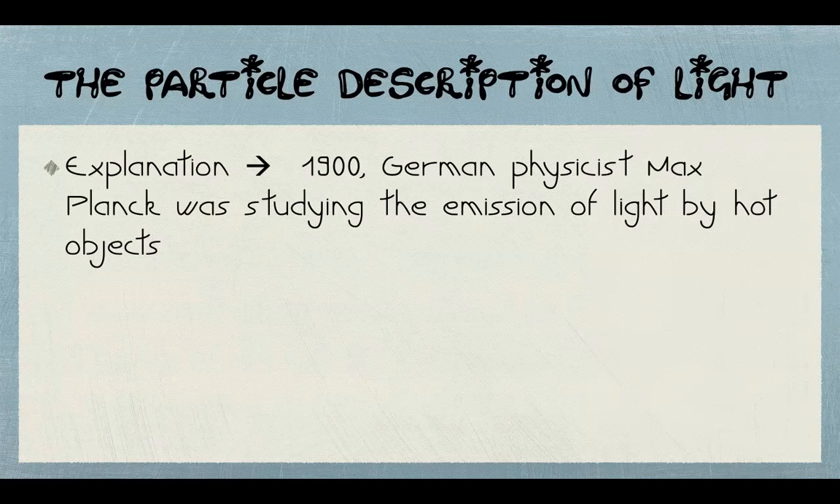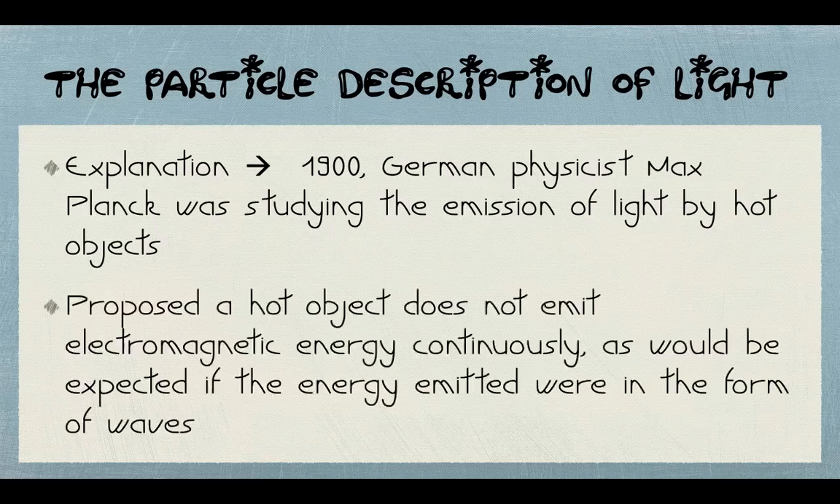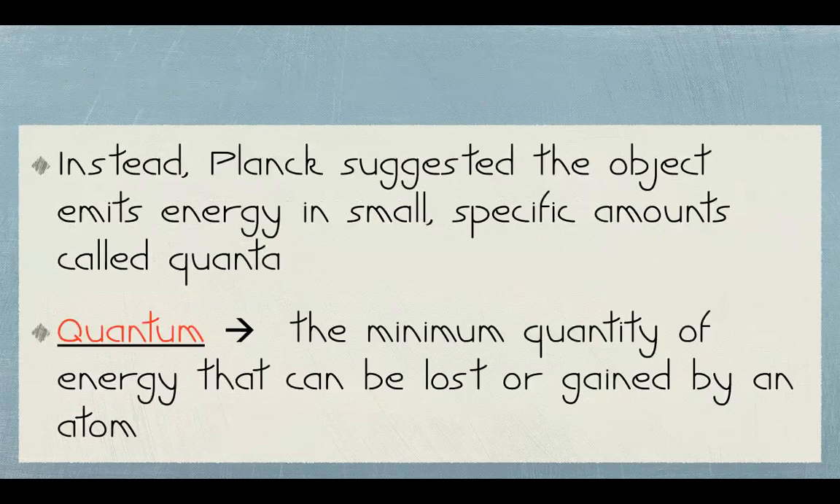So this German physicist, Max Planck, was studying the emission of light by hot objects. Because, you know, if something is really red hot and it's glowing, it still emits light energy as well as heat energy. So Planck proposed that a hot object doesn't emit electromagnetic energy continuously like it would if it was a wave. Instead, he said the energy is actually released in small little packets. And these packets of energy he called quanta. So quanta is the plural and quantum is the singular.